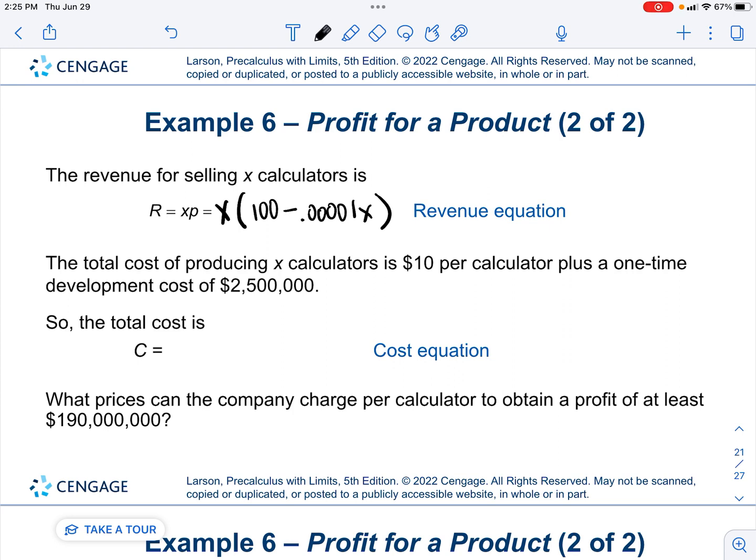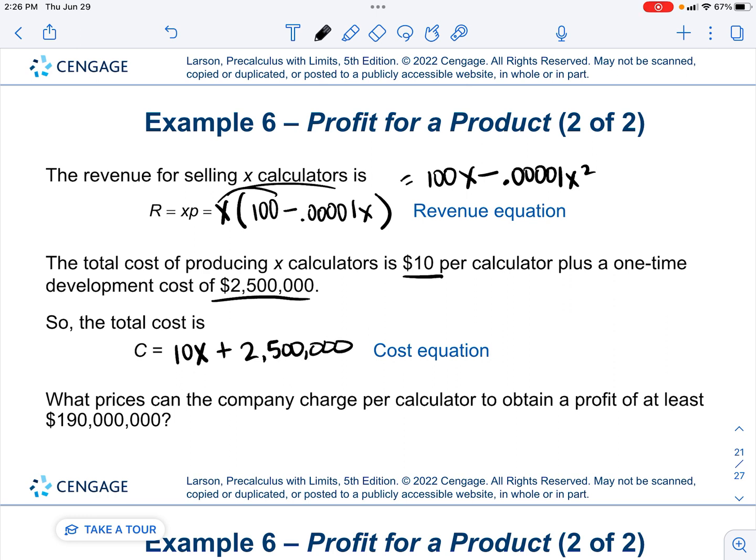I could distribute this X if I wanted to make it not factored. So that is another version of that. The cost would be $10 per calculator. So we'll use 10X. X is the number of calculators sold, so it would be 10 times the calculator sold. And then we have a development cost here of 2.5 million.